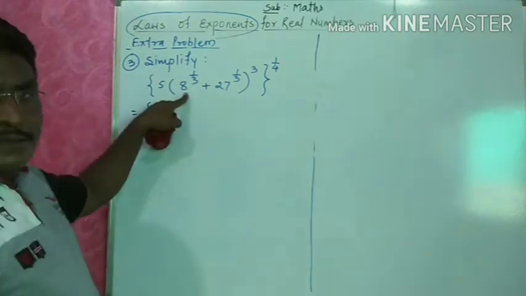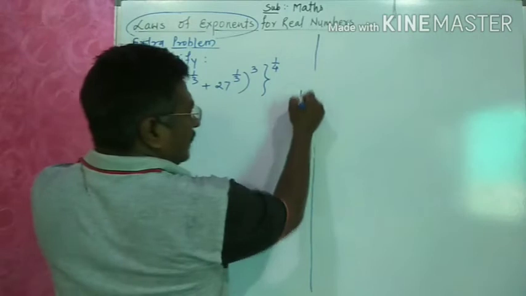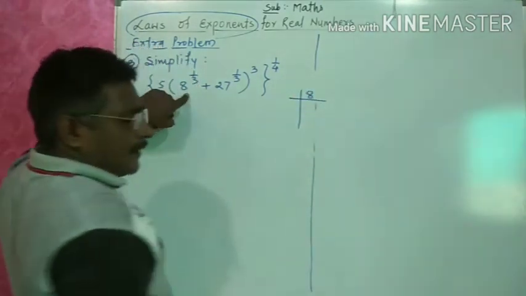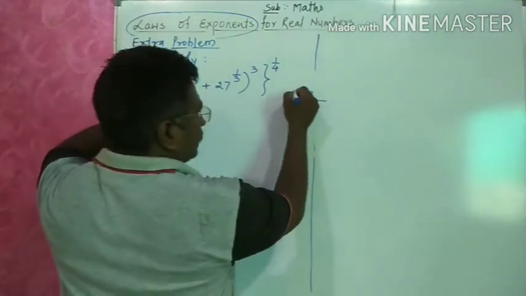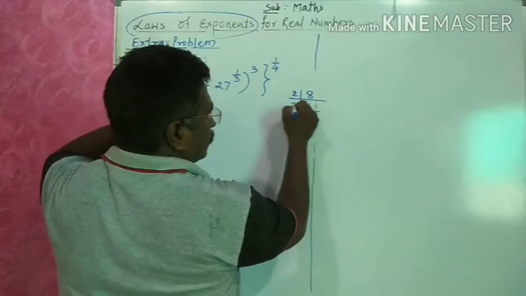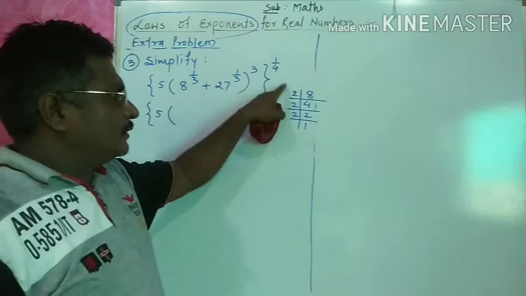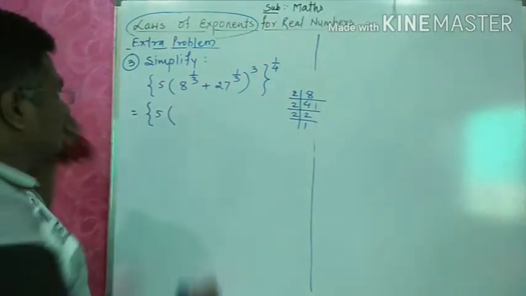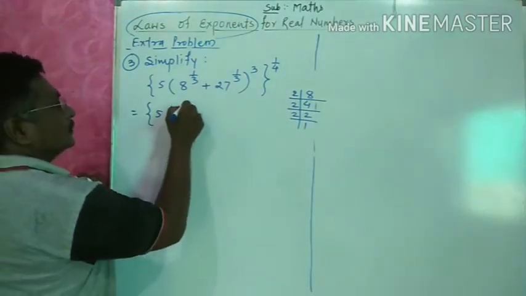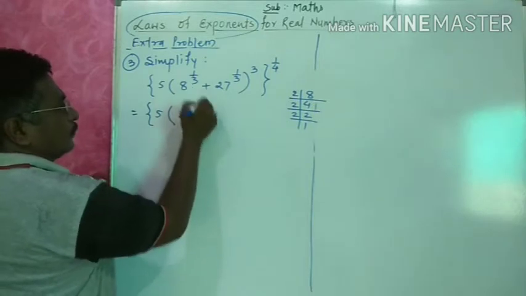Now this, how to simplify? Prime factors of 8: 2 fours are 8, 2 twos are 4, 2 ones are 2. So how can we write 8? 2 raised to the power 3. So 2 raised to the power 3 into 1 by 3.